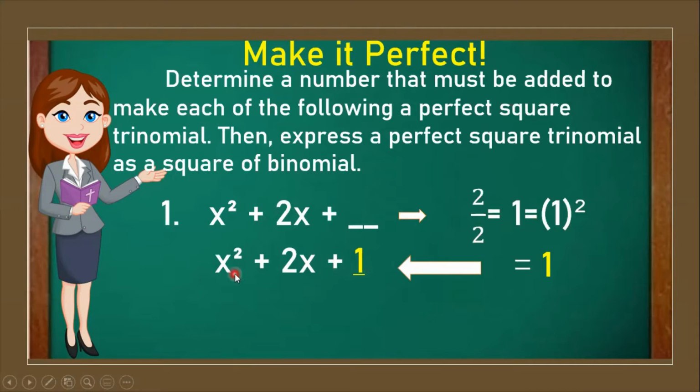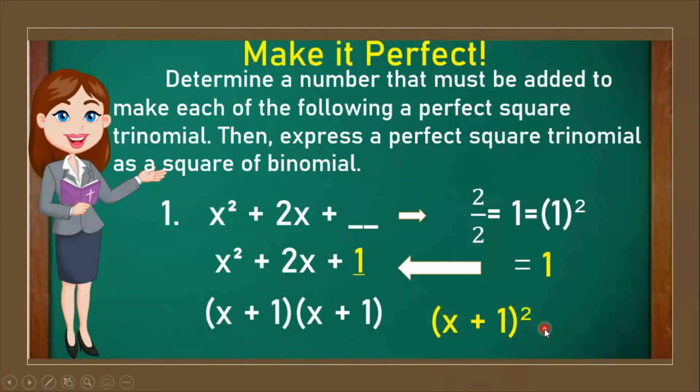After that, this is a perfect square trinomial. We will proceed to the square of a binomial. The factors of that are the quantity x plus 1 times the quantity x plus 1. Then we will write that as x plus 1 quantity squared, and that is our answer.